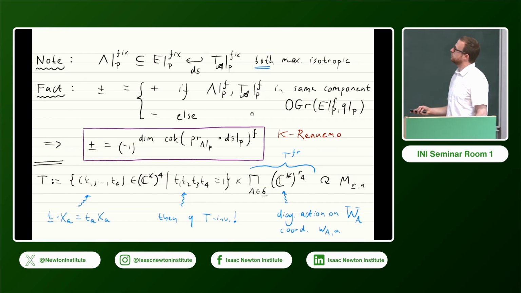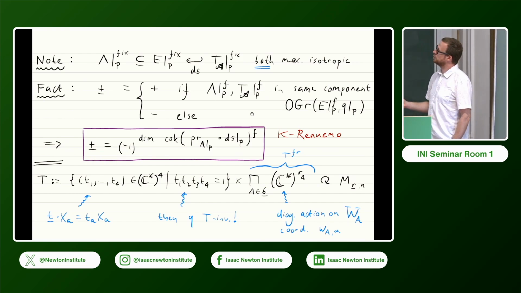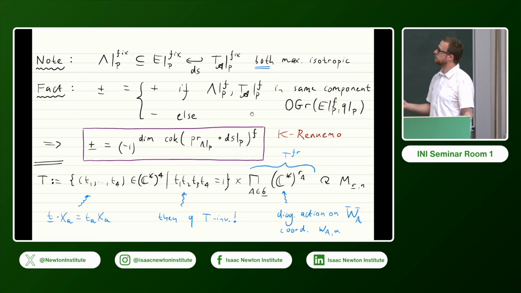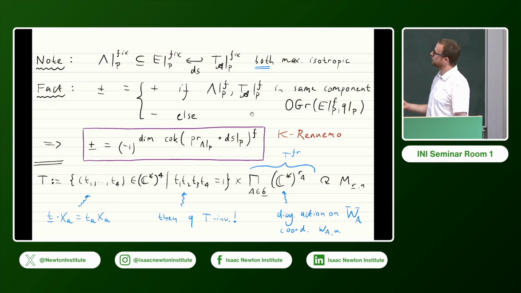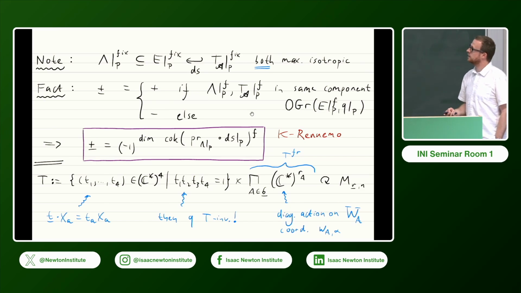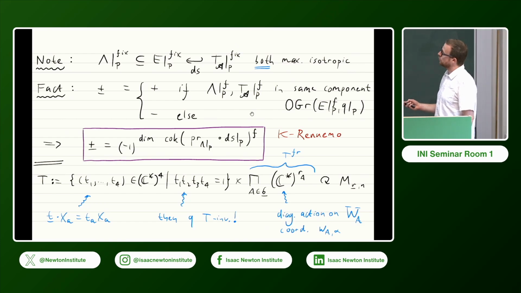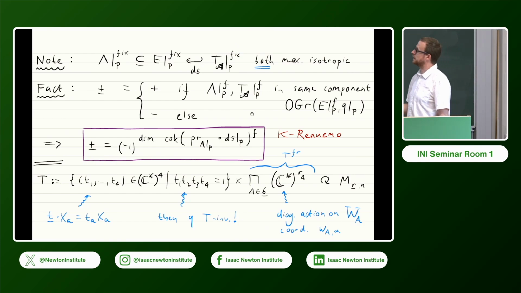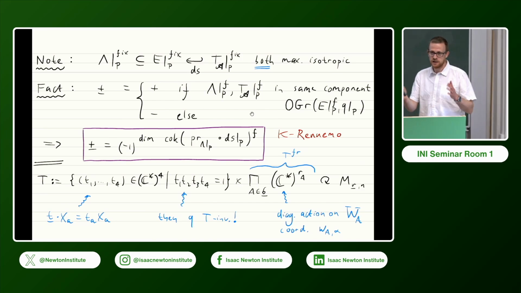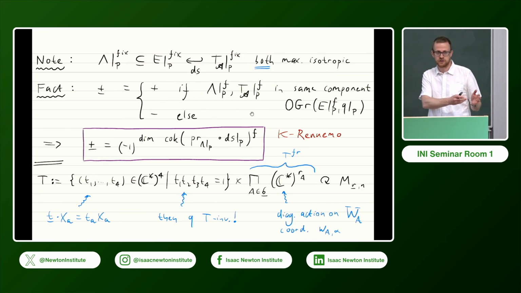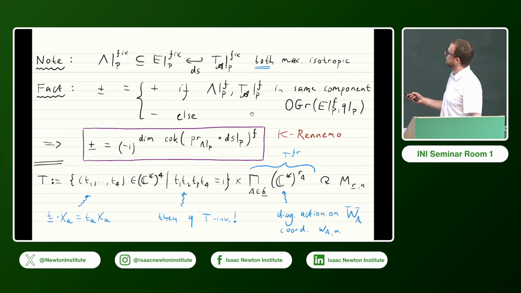So the key observation is that if we go above a fixed point P and we look at our quadratic bundle and we take the fixed part, so it's some T representation, then we actually have two maximal isotropic subspaces of this space. On the one hand, we have our lambda. We simply restrict it and take the fixed part. So this lambda is the one that we use to pick our orientation. But then there is a second one.